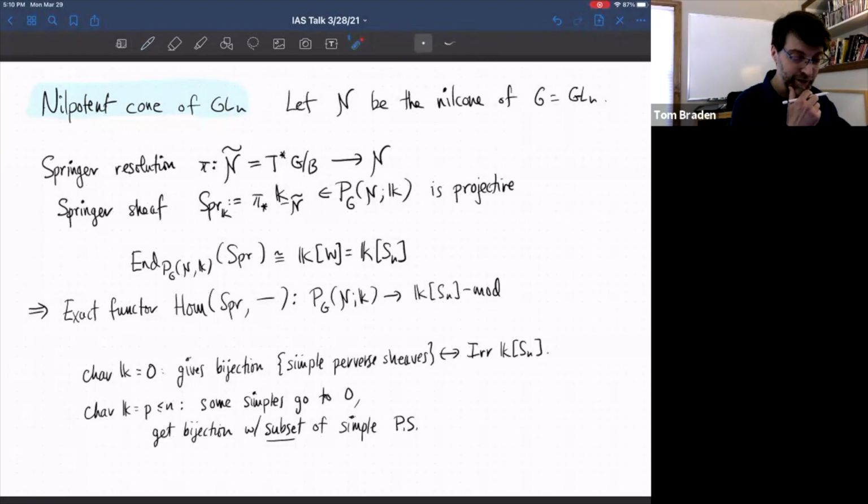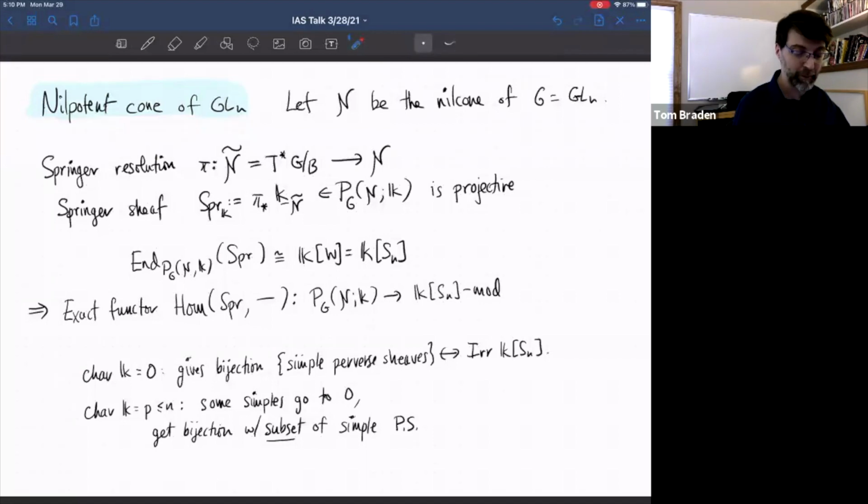And the Springer sheaf will be the push forward of the constant sheaf on the resolution down to the base, but now I'm taking k coefficients. K is always going to be a field for me, but other than that, it could be positive characteristic. And if you're in positive characteristic, then the category is not necessarily semi-simple. In particular, if the characteristic is less than or equal to n, then this will not be semi-simple. But it is a projective perverse sheaf, and so it has a number of nice properties.